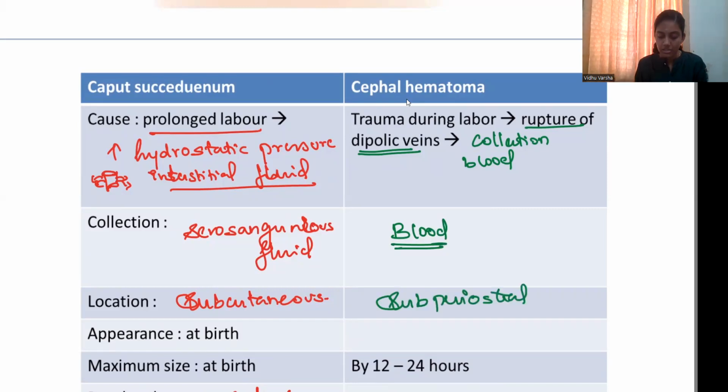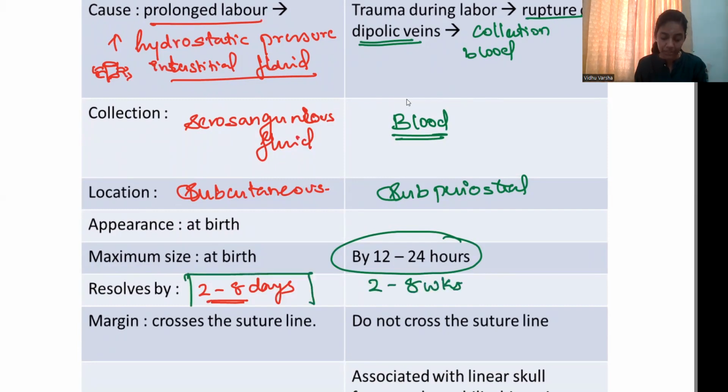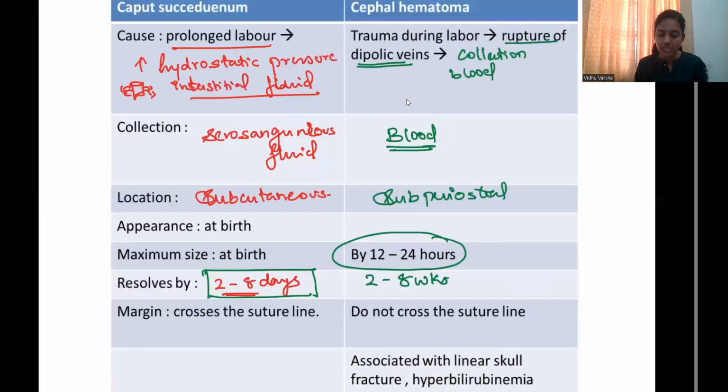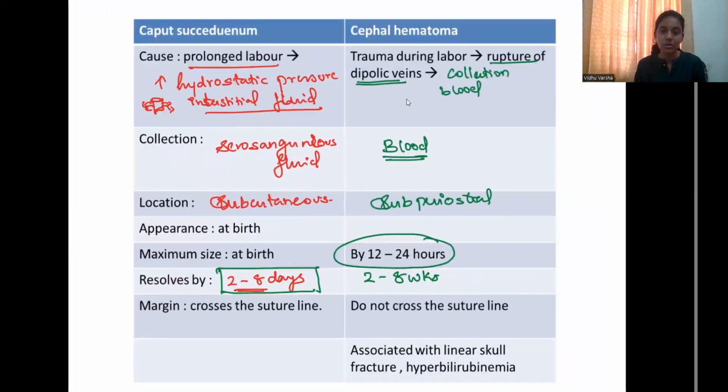Maximum size will occur only by 12 to 24 hours after birth, and it resolves by around 2 to 8 weeks. So you can remember it like this: caput will resolve by around 2 to 8 days, while septal hematoma will resolve by around 2 to 8 weeks. And since it is in the subperiosteal layer, it will not cross your suture line.